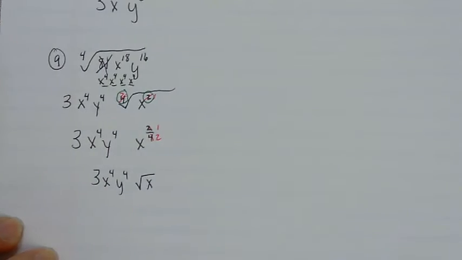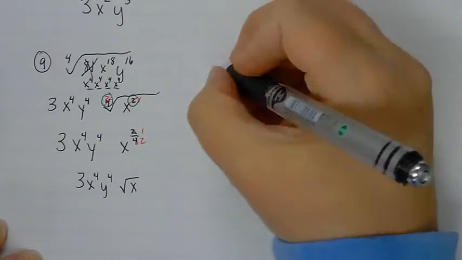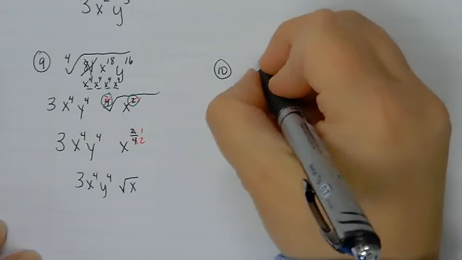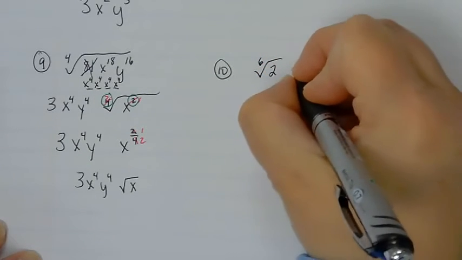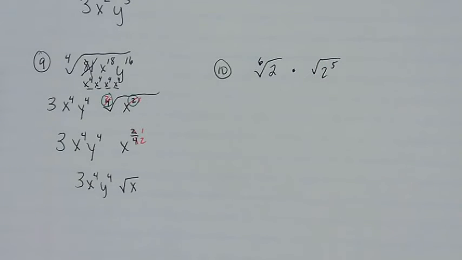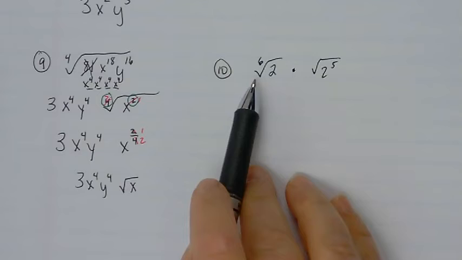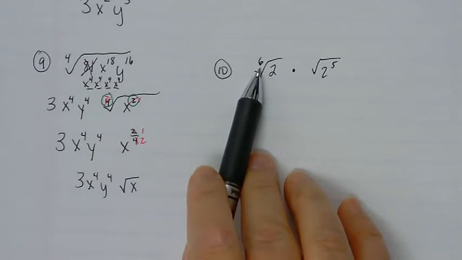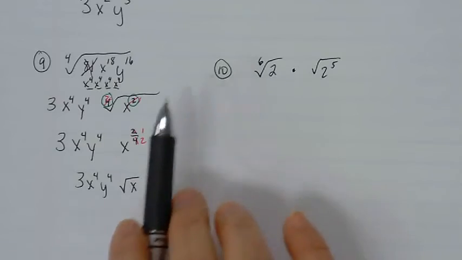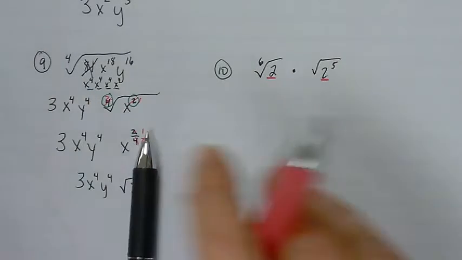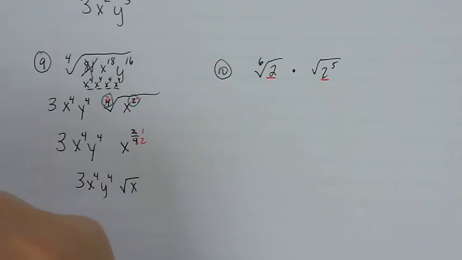All right, number 10. We're going to move on to multiplying. The 6th root of 2 times the square root of 2 to the 5th. Notice this time that our radicals don't have the same index number. So I'm going to have to do something to try to combine these. One thing I do have to have is the same number on the inside of the radical. The radicand has to be the same.